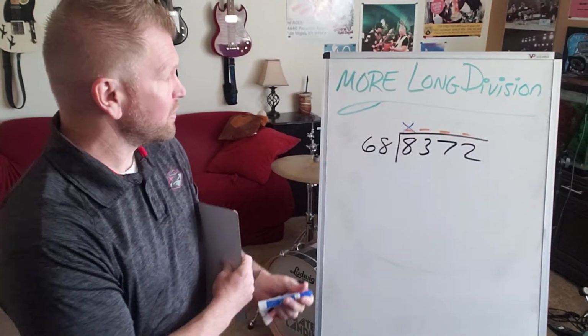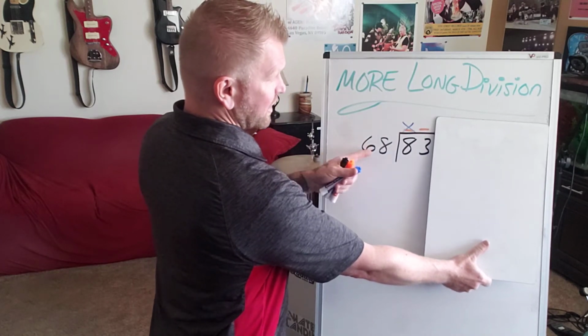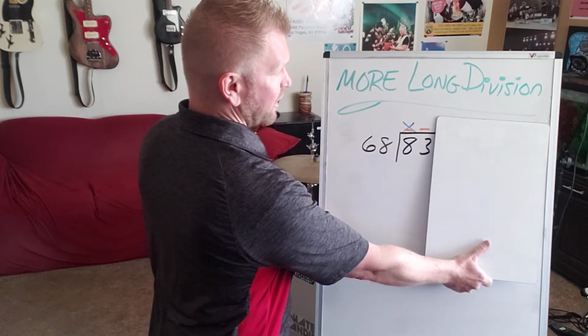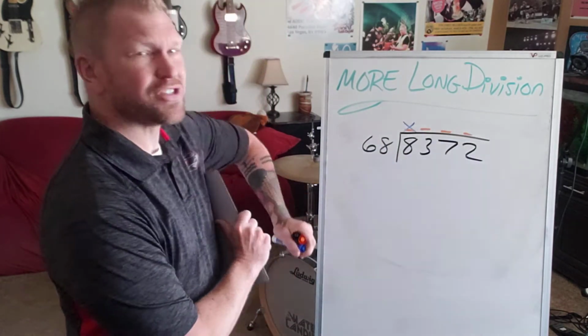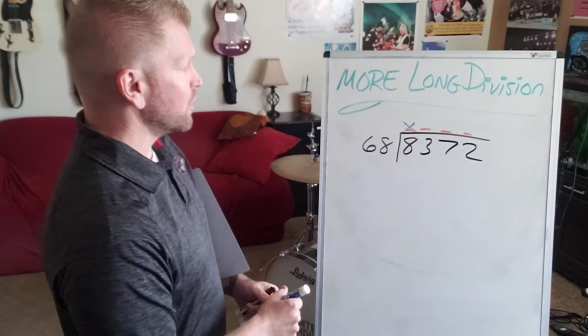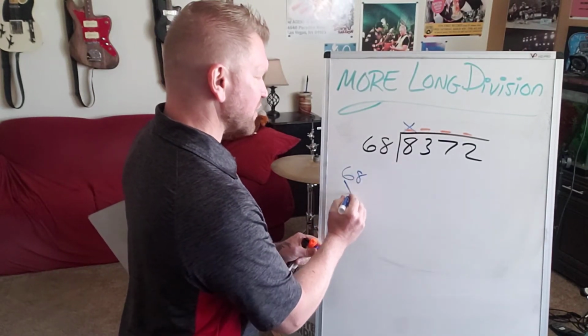All right, so what about 68 into 83? This time 68 will fit into 83. Now if you did 1 times 68, that gets you pretty close. Maybe you're not sure if it's a 1 or a 2. So if you're not sure, let's say maybe it's a 2. Well, go off to the side and try 2.